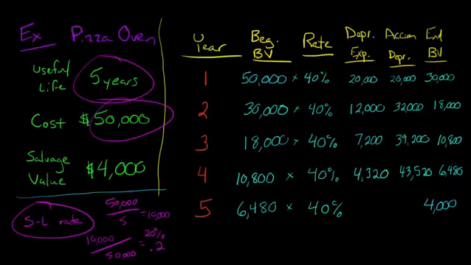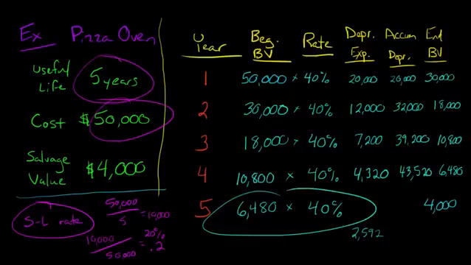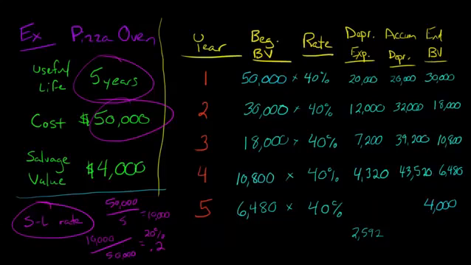Now we've got an interesting situation here, because actually our depreciation expense that this gives us is 2,592 when we multiply this out. But we have a problem, because if we take that 2,592, we would actually have a book value that would end up less than 4,000. But we know that that's our salvage value. We can't go below that. If we took this, we'd have an ending book value of, I think, 3,888. It'd be less than 4,000. So we can't have that. We have to stop at 4,000.